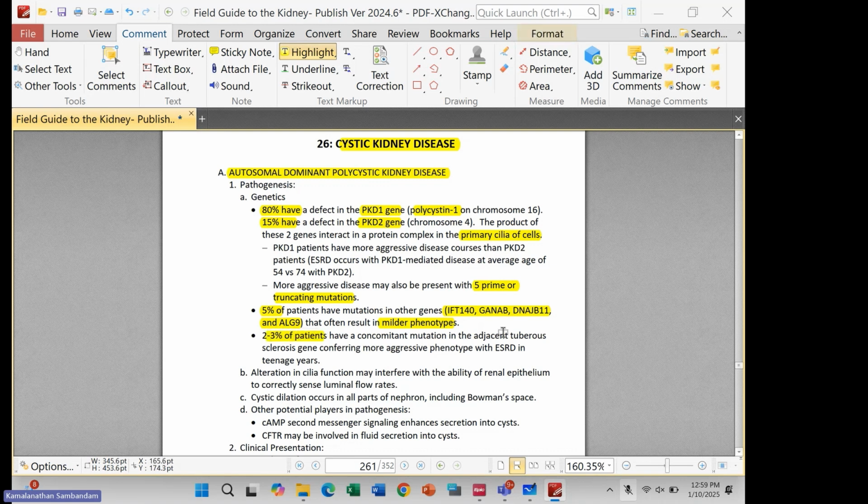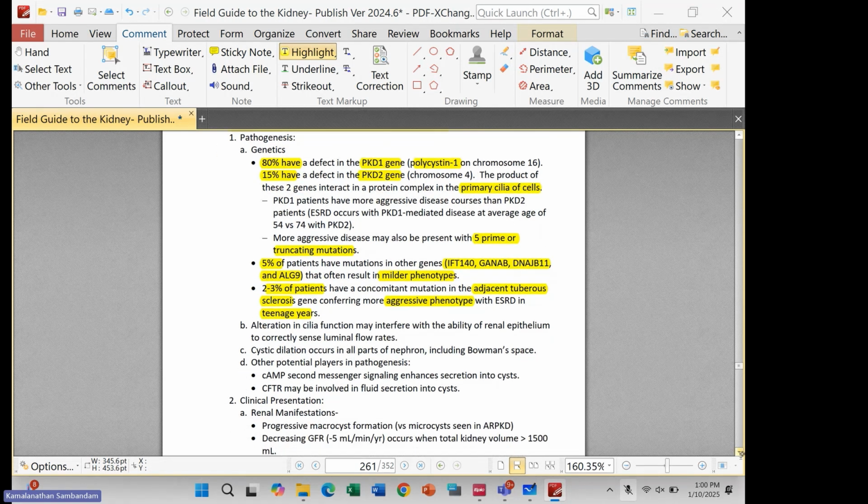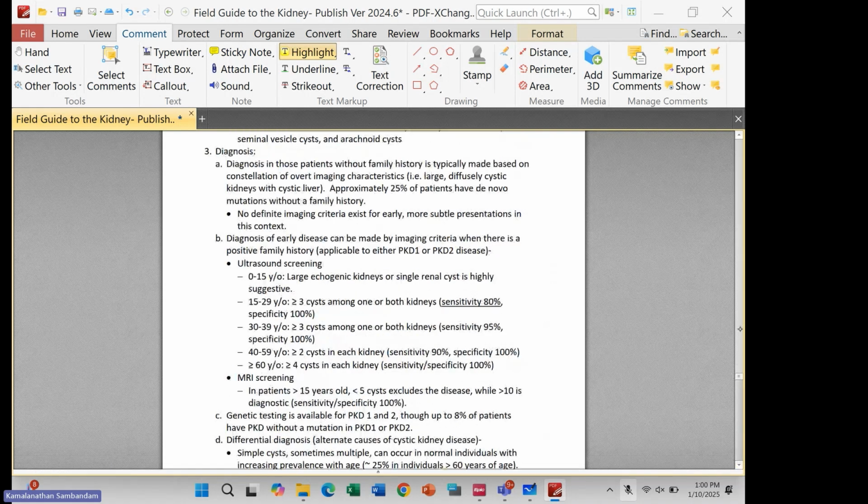There will be the rare patient who has yet another more severe manifestation where they may have a mutation that extends from the PKD gene to a neighboring gene, the TSC1 gene, which mediates tuberous sclerosis. So these individuals will have a very aggressive phenotype in general, resulting in ESRD even as a teenager, and they will have a blend of both diseases. We'll go over the phenotype of tuberous sclerosis next week.